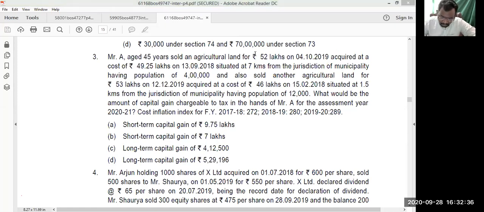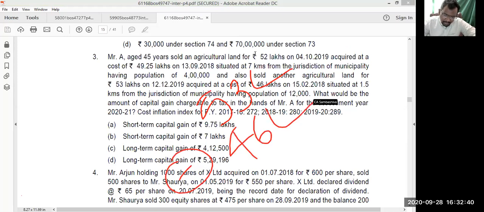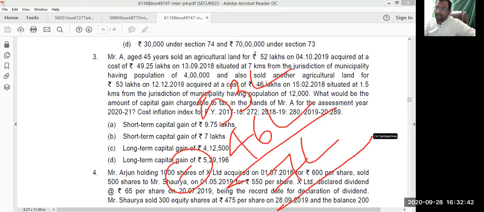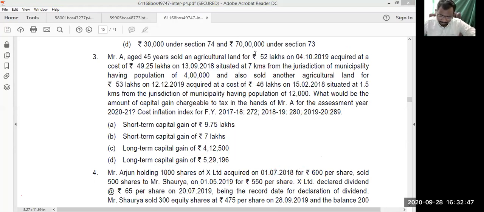So what is the full value of consideration? 53 lakhs minus cost of acquisition 46 lakhs. So short-term capital gains 7 lakhs. That's the answer. Answer B is correct. Next.